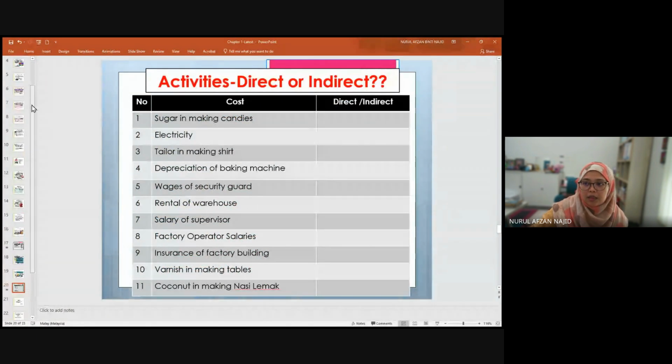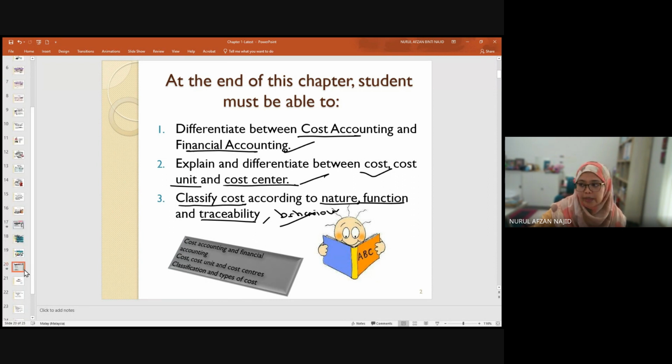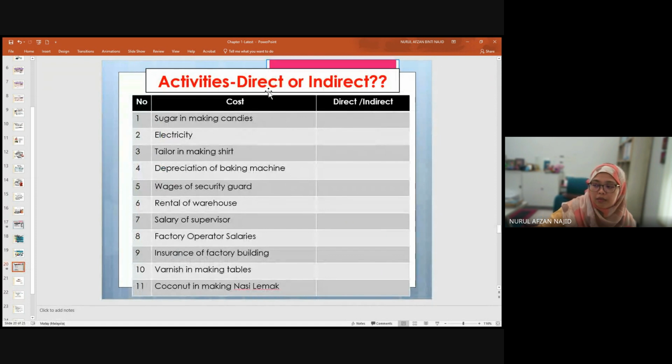I explain dekat you berkenaan dengan difference between cost accounting and financial accounting, difference between the terms of cost, cost unit and cost center, and classification, how to classify the cost according to nature, function, traceability and also by behavior. Okay, next, last one. Kita tengok aktiviti sama ada you nak letak ni sebagai direct ataupun indirect. Okay, get ready.